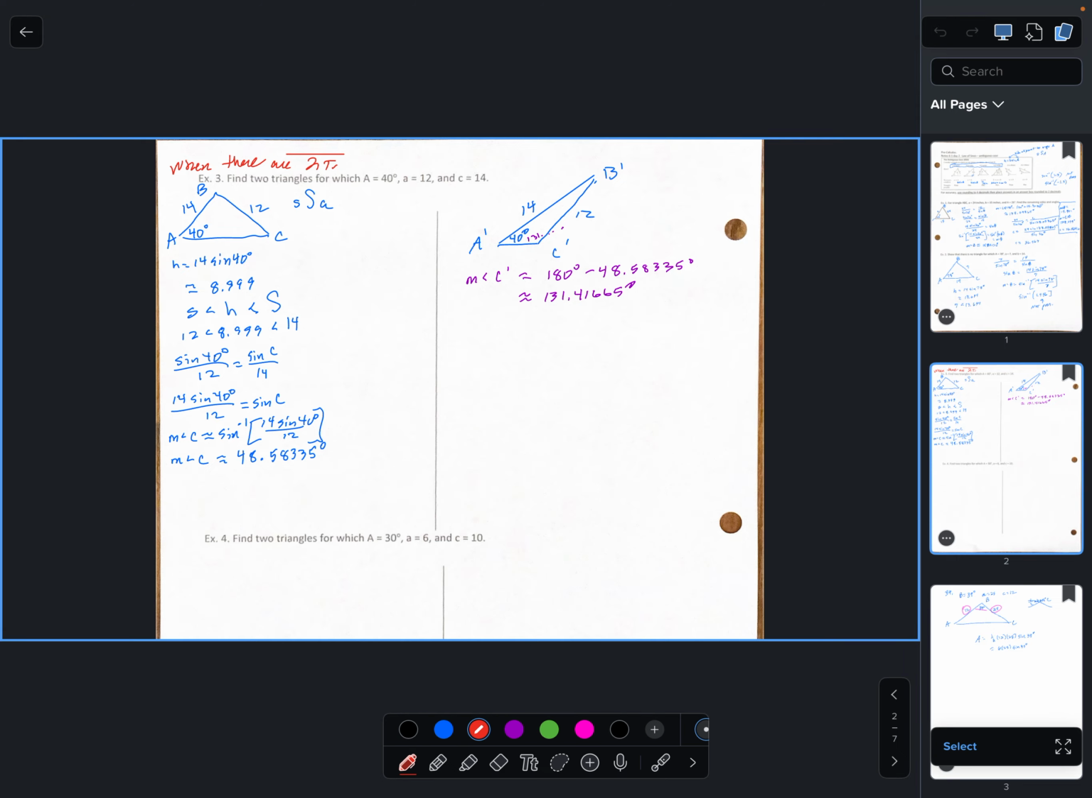And so then a box for the first triangle, you found angle C to be 48.583 degrees. You found the measure of angle B to be 91.417 degrees, and little b to be 18.663. And there are no units.